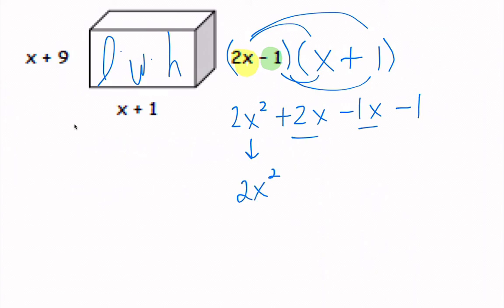All right, so my x squareds drop. Now I have to combine my x's. A 2 and a negative 1 combine to give me a positive 1, and those are x's. My negative 1 drops.